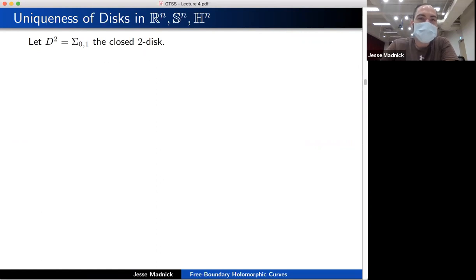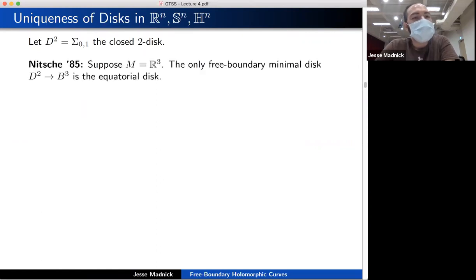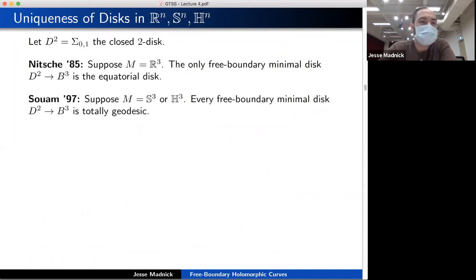So one thing we haven't seen so far is a free boundary minimal disk other than the trivial example. And it turns out there's a good reason for that. A theorem of Nitsche in '85 showed that in the case when M is R3, there's only one free boundary minimal disk, and it's the trivial one. Souam showed in '97 that the same thing is true if you replace R3 with the round 3-sphere or hyperbolic 3-space. Of course, the analog of the equatorial disk is then a totally geodesic surface.